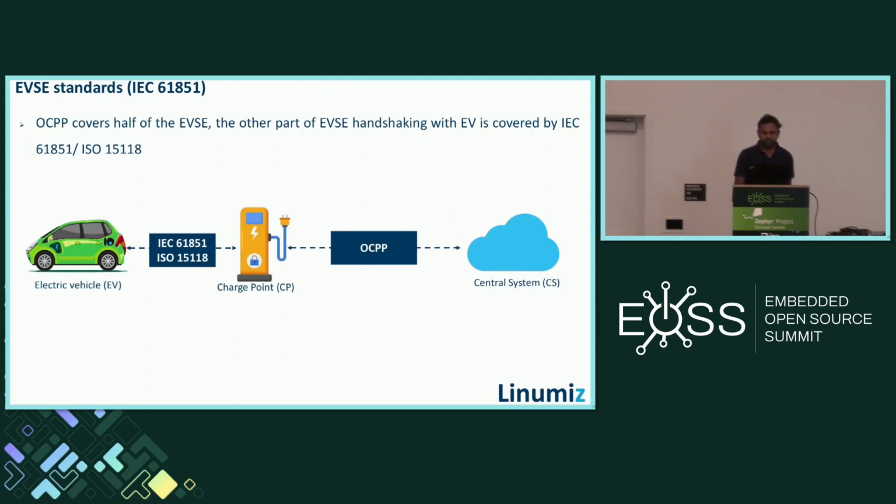We have seen so far the OCPP, which is used primarily between the charge point and the central system. But is EVSE really complete with that? Not really, because we have the real handshaking between the charge point and the electric vehicle to deliver the power, which is specified by the standards IEC 61851 and ISO 15118. Unfortunately, these specifications are not open, and we can see only a very brief overview of them.